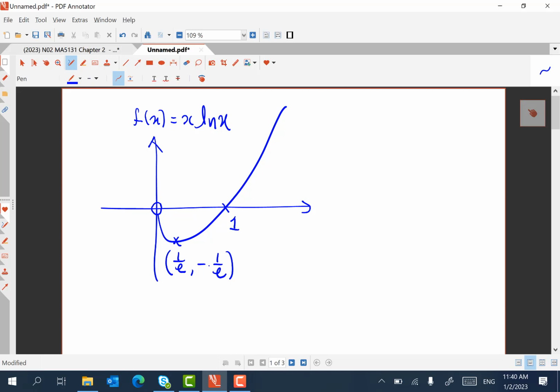You must put an unshaded circle there. James, you see? At x equals 0, the function is undefined actually. Okay. Okay, thanks James. Good.